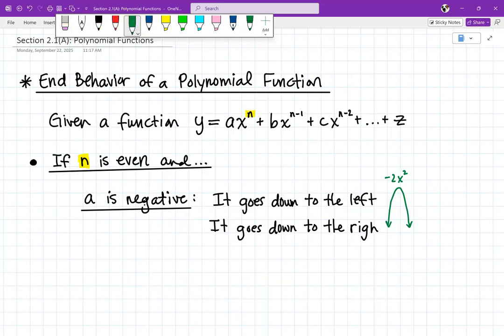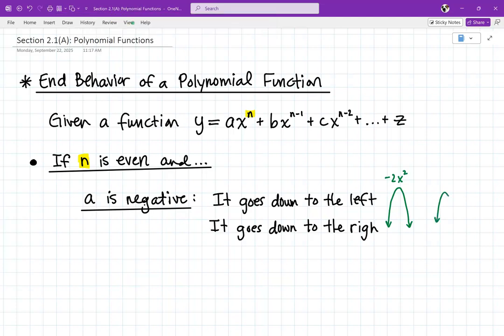Another one we can do is a fourth degree. A fourth degree might look something like this. Let's say negative 3x to the fourth. Notice both of these have even powers, but with a negative coefficient in the front, a negative 2, a negative 3, they go down and down, down to the left, down to the right. So if a is negative, it goes down.